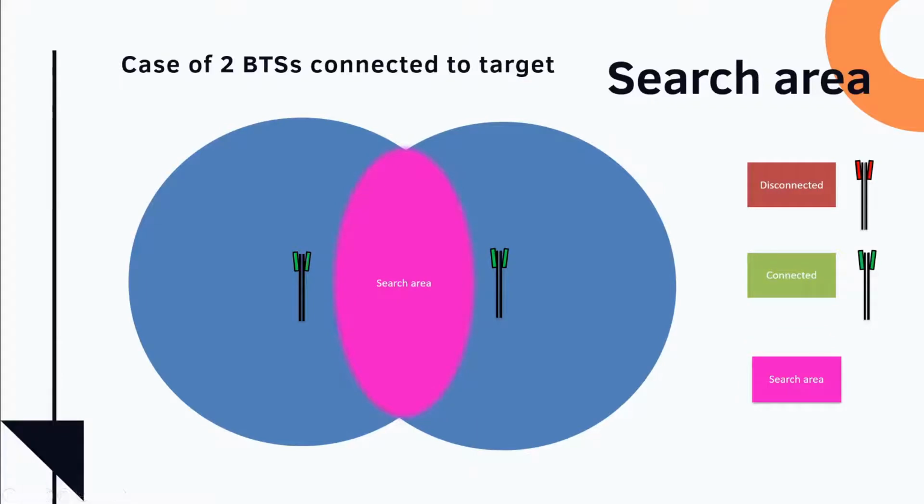Now, if you have more sites connected concurrently, obviously this is limiting your search area. So you look at the overlap. These two sites are connected, and then you're not going to search the entire blue area. Instead, you just look at the overlap. This is called overlap. Okay, so the search area is now limited to the pink, which is the overlap.